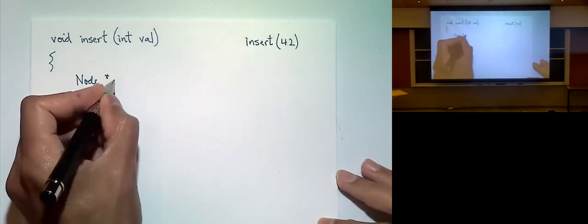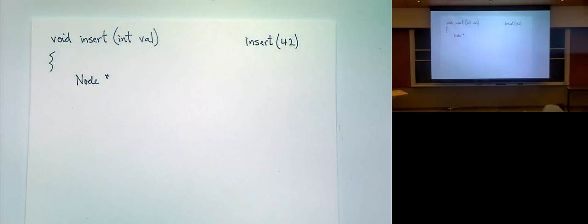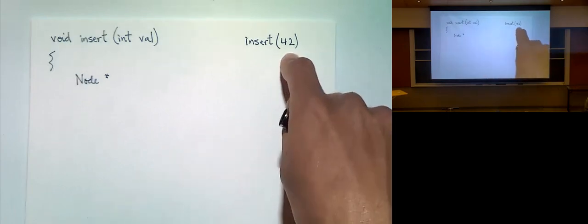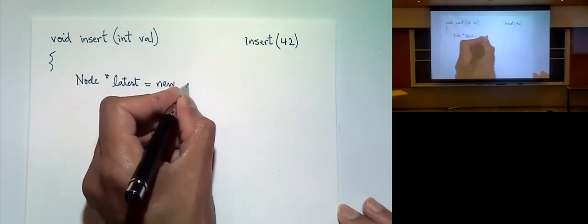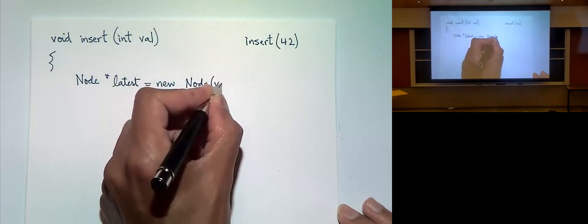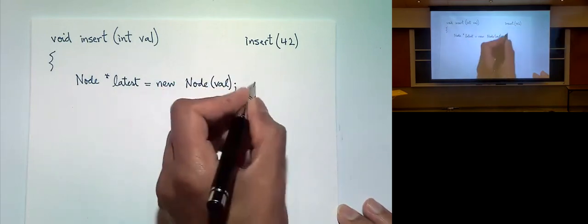All right. So the first thing we'll do is we're going to create a new node with this value. And so I'm going to call this node the latest, because it is the latest node. So it's a new node with this value. Okay, so I created a node.